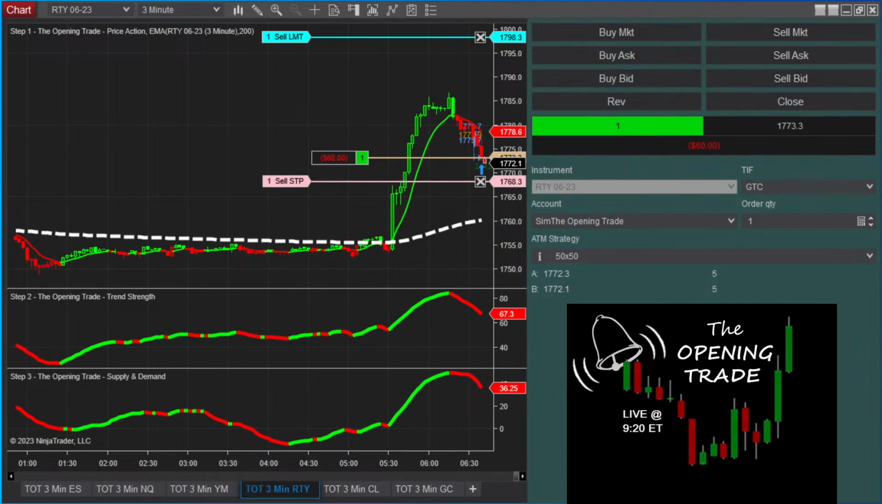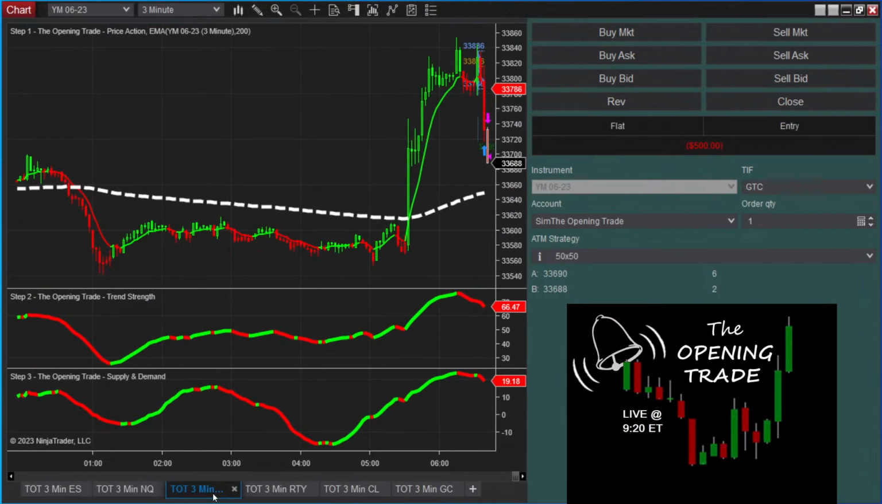Okay, so order filled means we got stopped out somewhere. Where did we get stopped out? We got stopped out at a $500 loss on the Dow Jones. That's alright. We still have two more automated trades to take place.